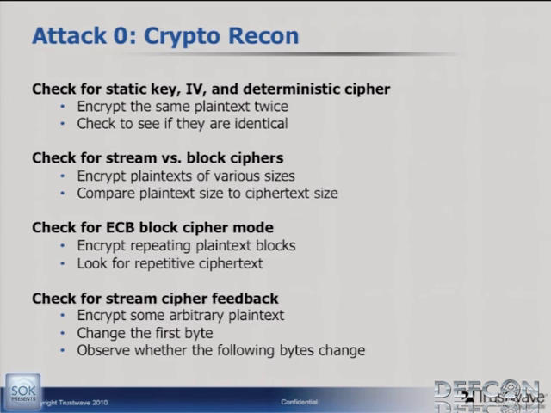We can also check for stream cipher feedback. When you're working with a stream cipher, sometimes the encryption of some particular bit, whether or not it gets flipped, is dependent on earlier bits in the plain text or the ciphertext. What we can do to check on that is to encrypt some plain text and then modify the beginning of it and see if the rest gets screwed up.